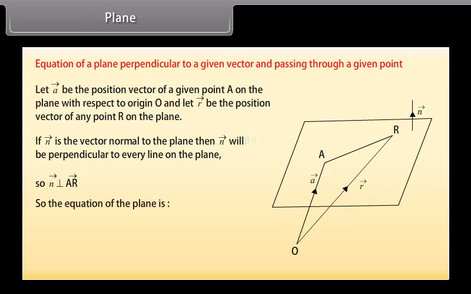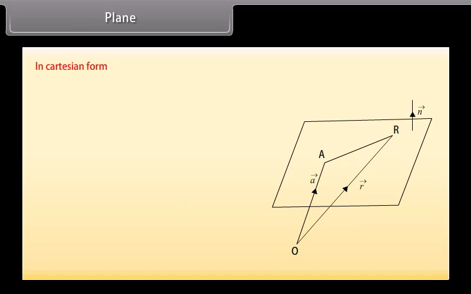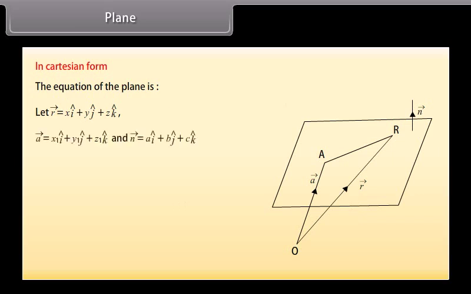So the equation of the plane is the dot product of vector AR and n equals 0, or the dot product of vector r minus vector a and vector n equals 0. In Cartesian form, let vector r equal x i cap plus y j cap plus z k cap, vector a equals x1 i cap plus y1 j cap plus z1 k cap, vector n equals a i cap plus b j cap plus c k cap.